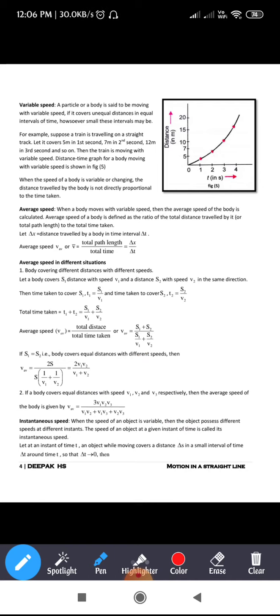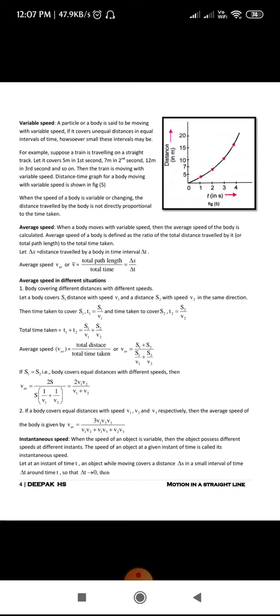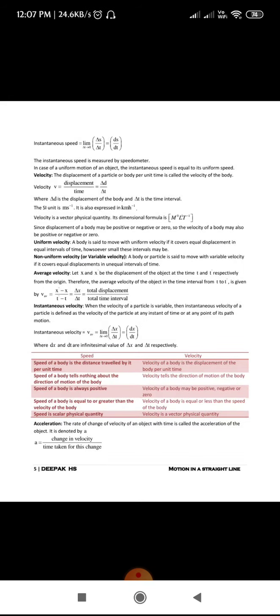Next, coming to instantaneous speed. What is instantaneous speed? Instantaneous speed is nothing but the speed of an object at that instant of time, at that moment of time. Mathematically, we write it as the limit of delta t tending to 0 of delta s divided by delta t, that is nothing but equal to ds by dt. So this was regarding the instantaneous speed.